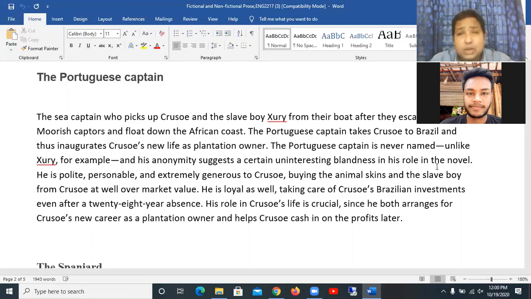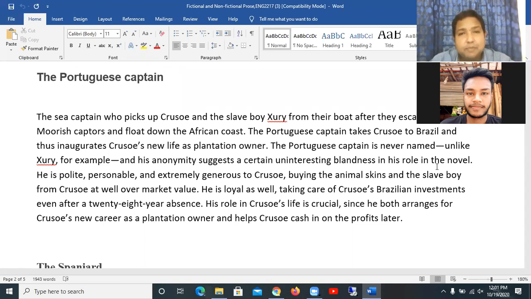Around the 20th century, almost 87% of the whole world was under the Europeans. So we have a character from Portugal, the Portuguese captain. He is the sea captain who picks up Crusoe and the slave boy Xury from their boat after they escape from their Moorish captors and float down the African coast.